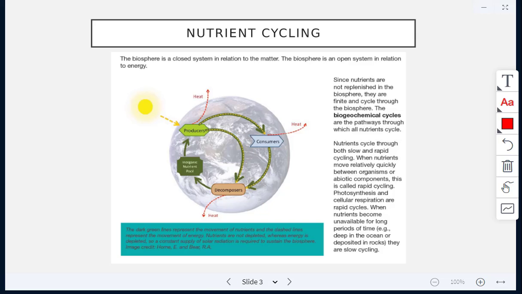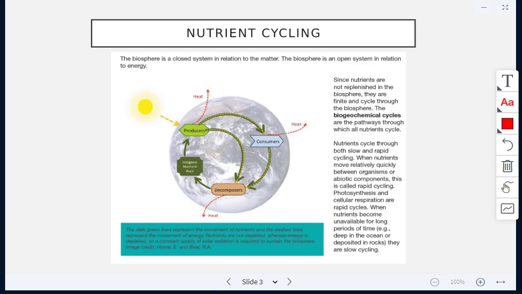So let's take a look here at nutrient cycling. So recall that when we talk about matter, the biosphere is a closed system because everything just gets recycled on Earth. When we talk about energy, the biosphere is an open system because we are getting the energy from the sun, and some of that energy also gets reflected back into space.